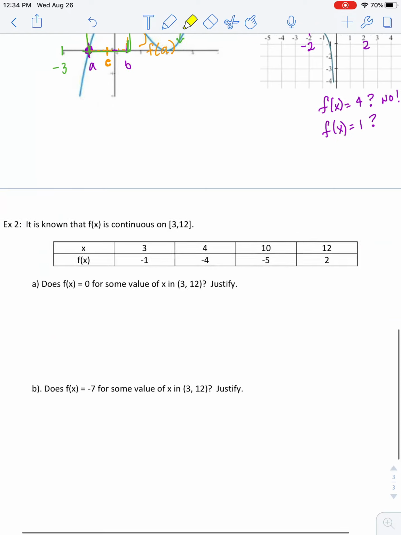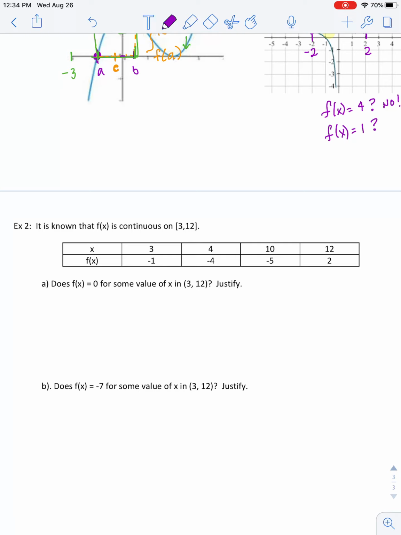So for this question, it says it's known to us that this function is continuous on [3, 12]. So that's the given information. What this implies to us is that the intermediate value theorem holds true. There are no holes, asymptotes, or breaks, so what I see is what I get. Okay, so question A: does f of x equal 0 for some value of x in [3, 12]?